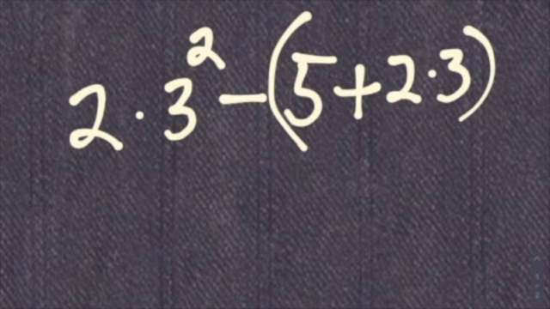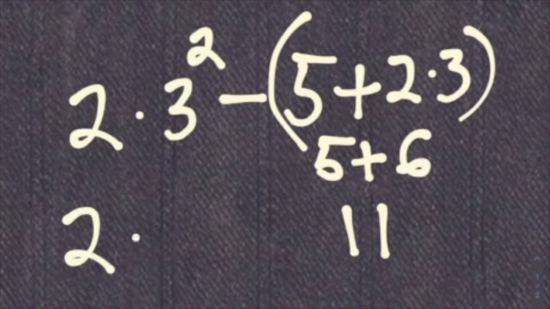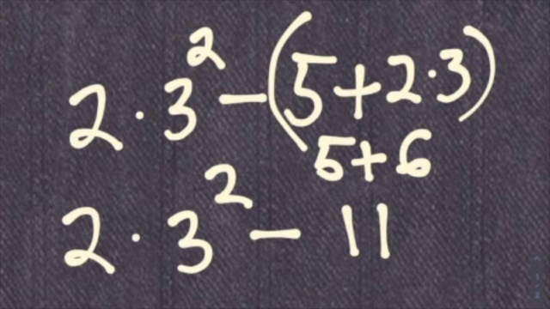Going to parentheses first, but within the parentheses I also have to follow PEMDAS. Within the parentheses, I've got an addition problem and a multiplication problem. Following PEMDAS, I'm going to do multiplication first. 2 times 3 is 6. So I have 5 plus 6, and that is 11. Now I can rewrite the rest of the problem: 2 times 3 squared minus 11.